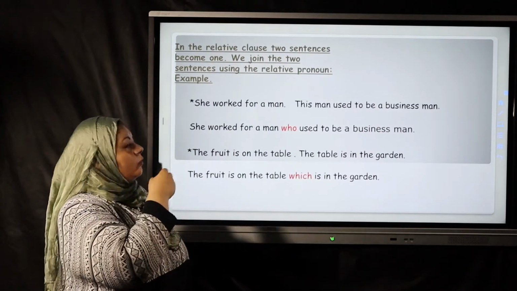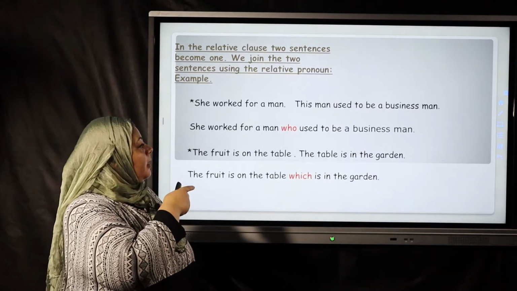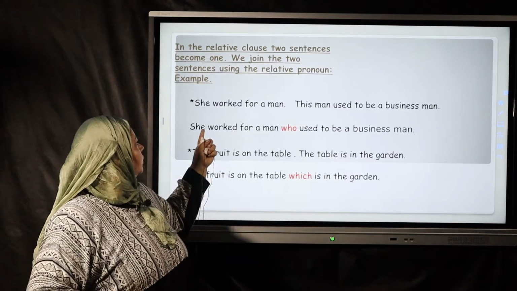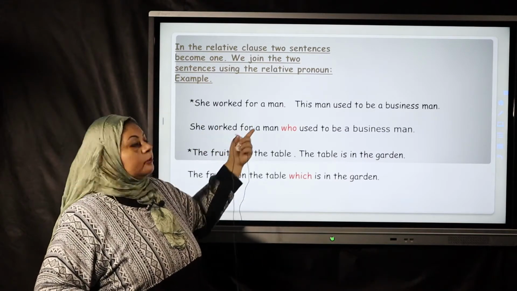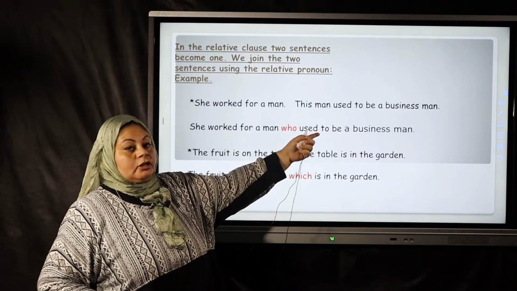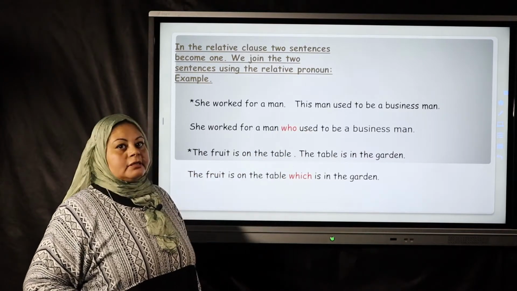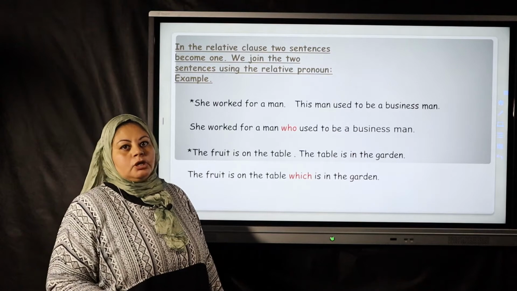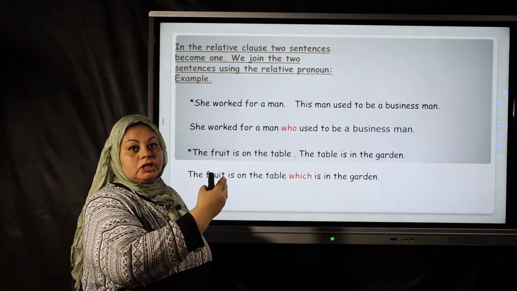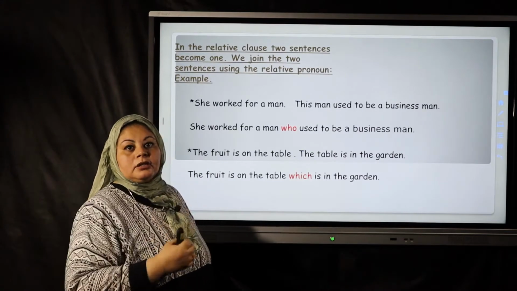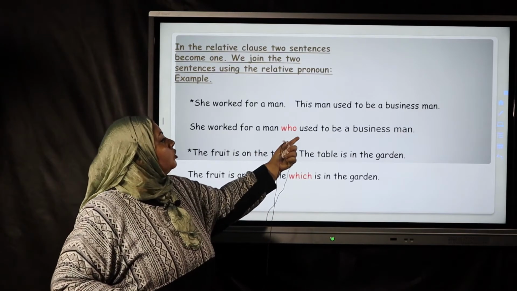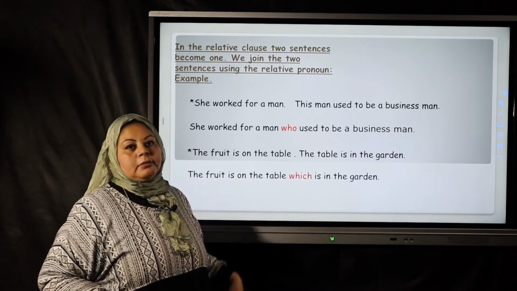She worked for a man. This man used to be a businessman. So here, look at that. Here she worked for a man. And what about this man? Or this man used to be a businessman. So here it is clear. So the second sentence gives information about the first sentence. She worked for a man who used to be a businessman.